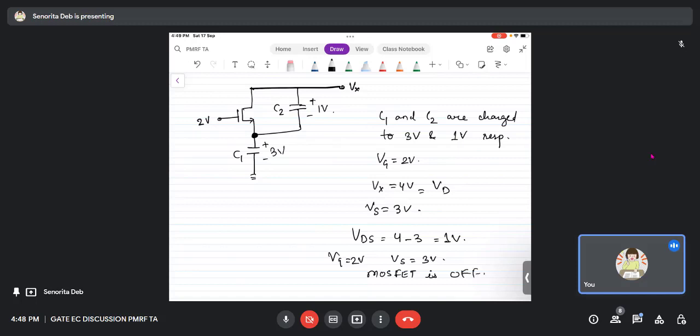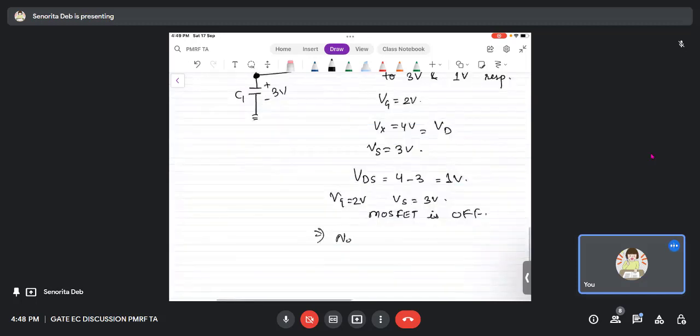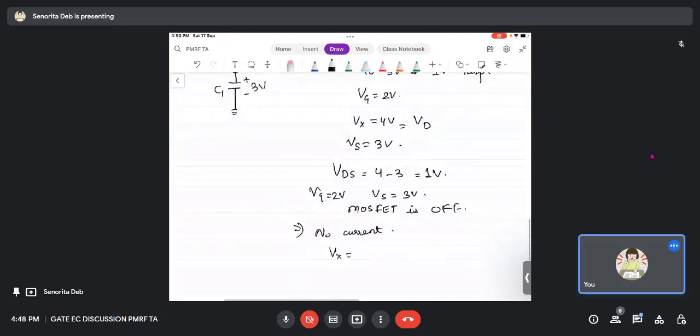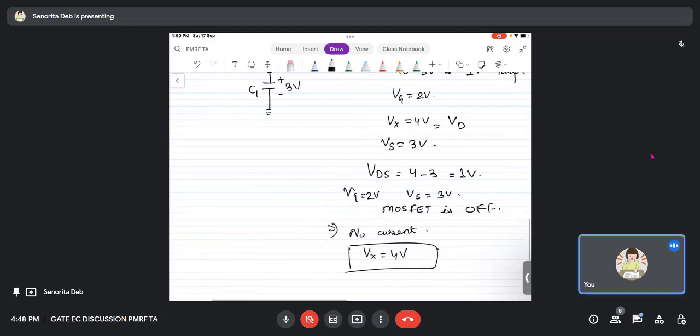If the MOSFET is off, there is no current. That means whatever charge the capacitor is having, it will hold that charge. And therefore Vx will be 4 volts only. That is the answer. This is a very simple 1 mark question. If you see the graph, Vx is constant at 4 volts in ideal condition, taking ideal caps, and Id will always be 0 with respect to time.